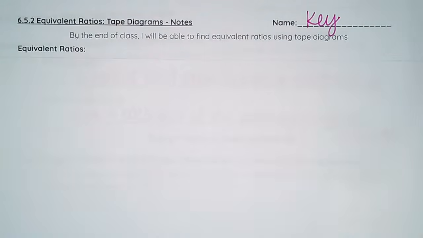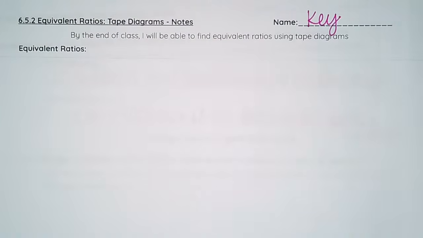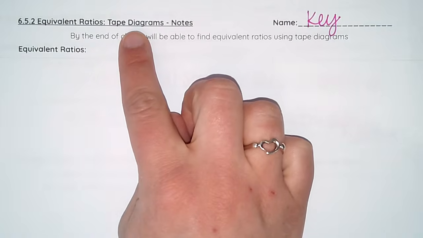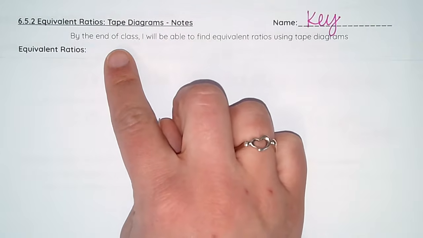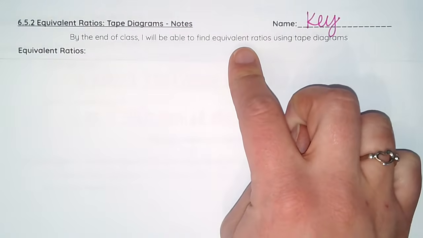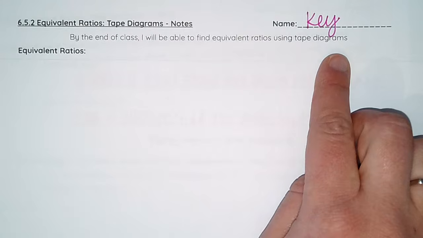Today we are going to talk about equivalent ratios. Now we are going to focus on 3 different ways to find equivalent ratios. And today we are going to find them by using tape diagrams. So by the end of class today, you will be able to find equivalent ratios using tape diagrams.